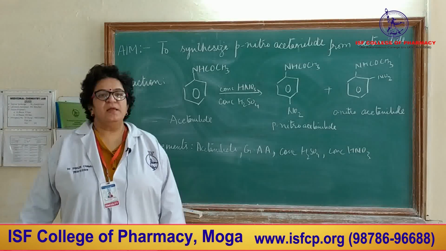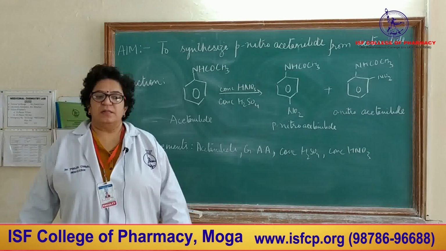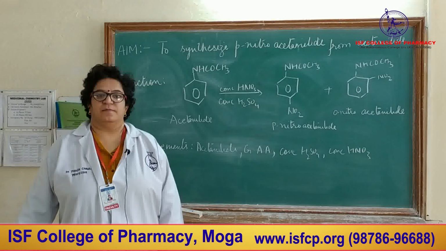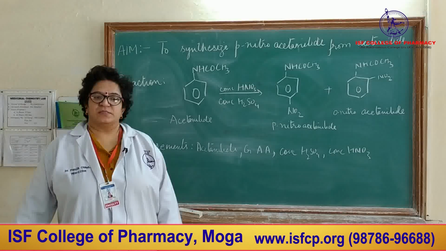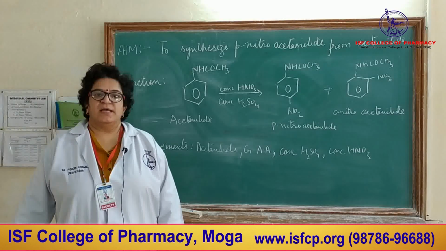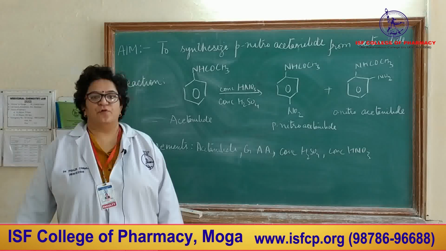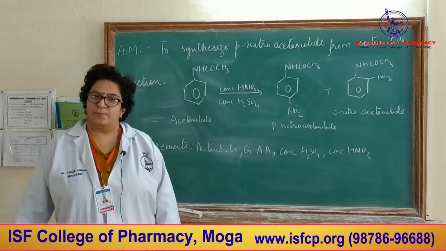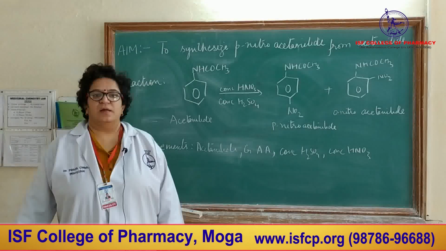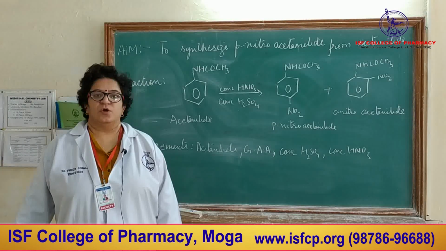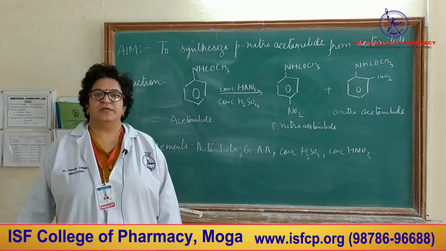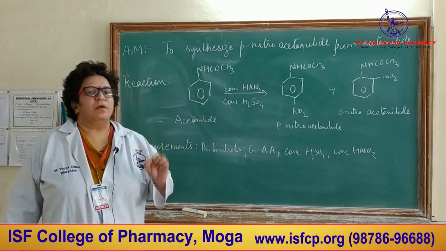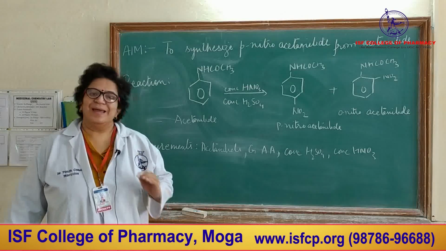Today, I will be telling you about the practical that is in the subject of medicinal chemistry of PharmD third year. Here, the aim of the practical will be to synthesize para-nitroacetanilide from acetanilide. The chemicals required for the practical are acetanilide, glacial acetic acid, concentrated sulfuric acid and concentrated nitric acid.